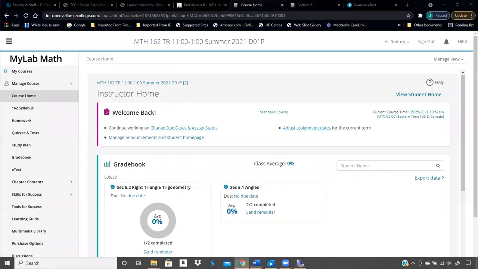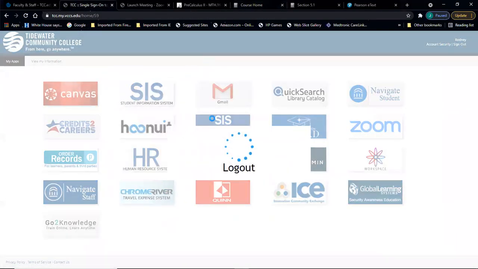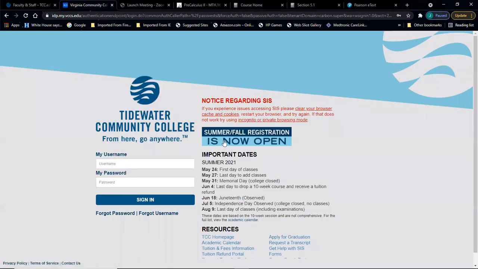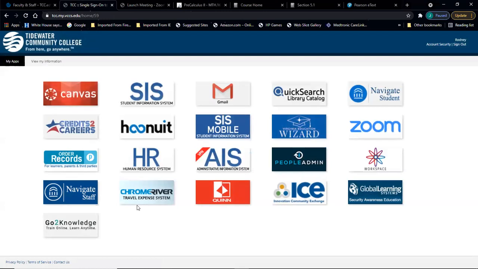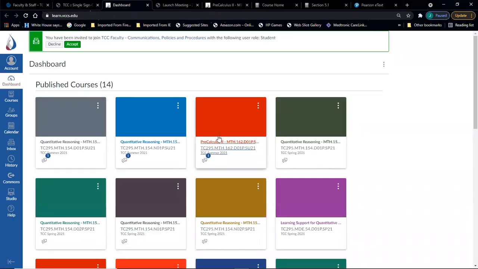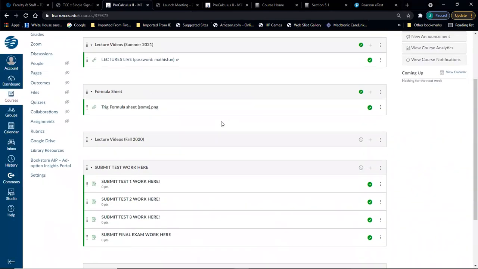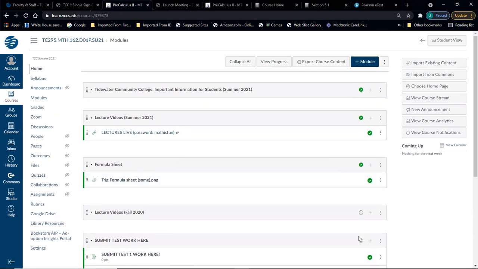So let's get to Canvas. It's probably going to boot me, so let me sign back in. I think we're on just about the perfect schedule so far. Canvas. So you won't have nearly as many courses as I do. Pre-Calc 2. And this is what your Canvas course looks like right now. Mostly you'll see some green checks and some little circles with a line through them.